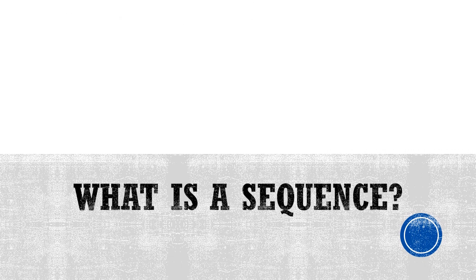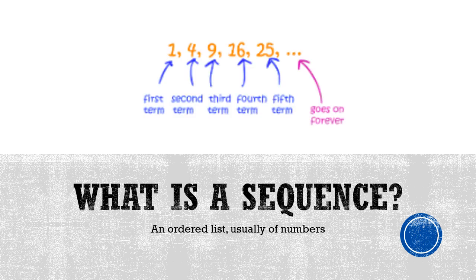What is a sequence? So a sequence is an ordered list, usually of numbers, but it could be a sequence of steps to make a sandwich or write a computer program. The sequence of perfect squares shown here has the first through fifth terms marked. Those are the numbers 1, 4, 9, 16, 25. The ellipses at the end means it goes on forever and it's infinite.